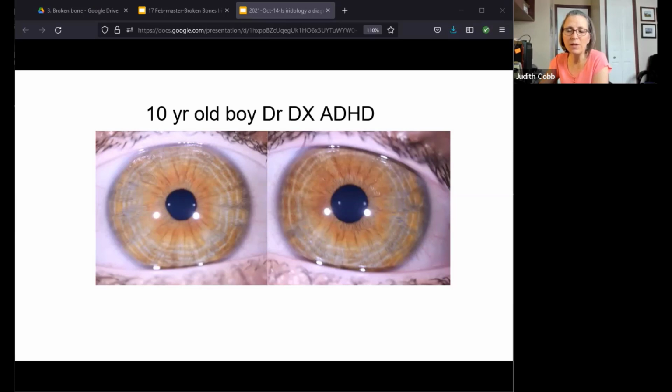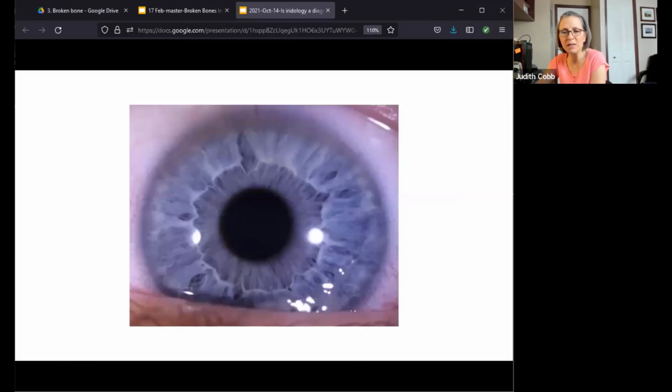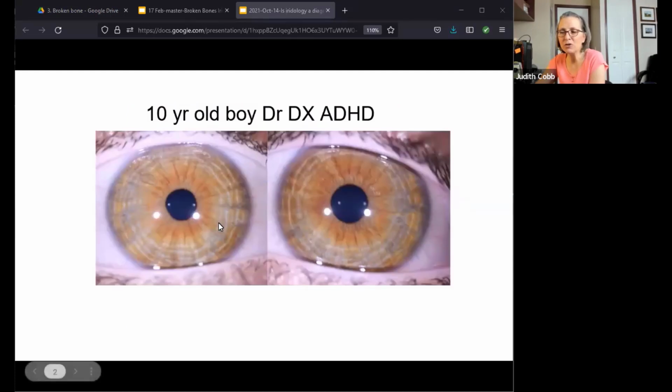And so, as we're talking, we talked about diet. We'll touch on that a little bit here as well. But what I noticed first off is this boy has these amazing contraction furrows. Let me get that image back. There we go. Amazing contraction furrows and radial furrows. That instantly puts this young man into the category that we call anxiety tetanic.